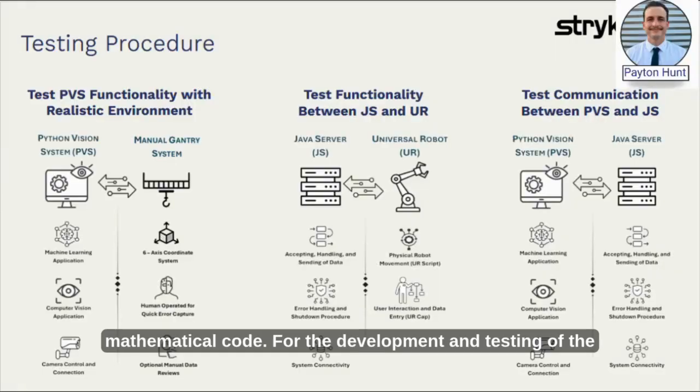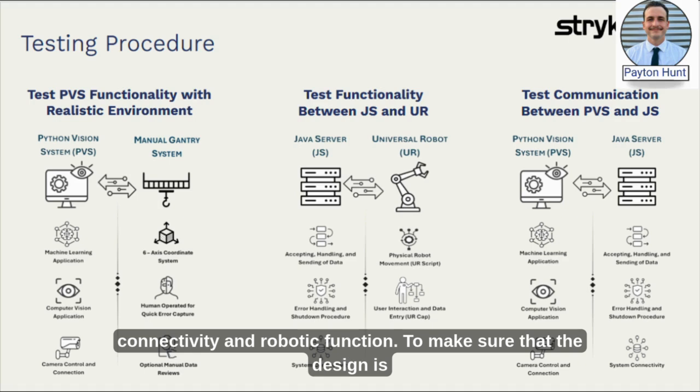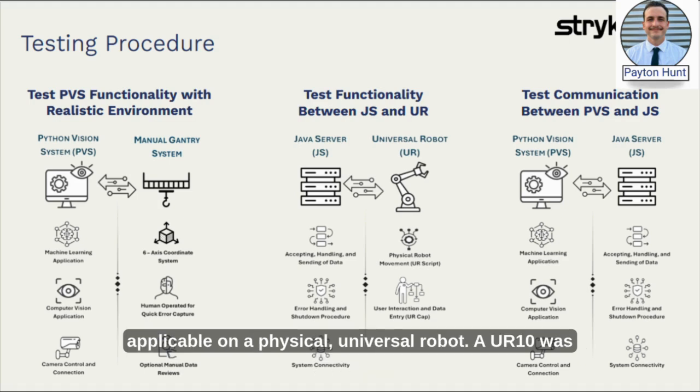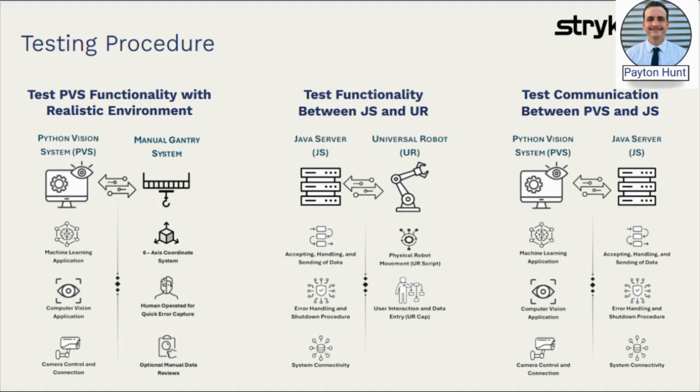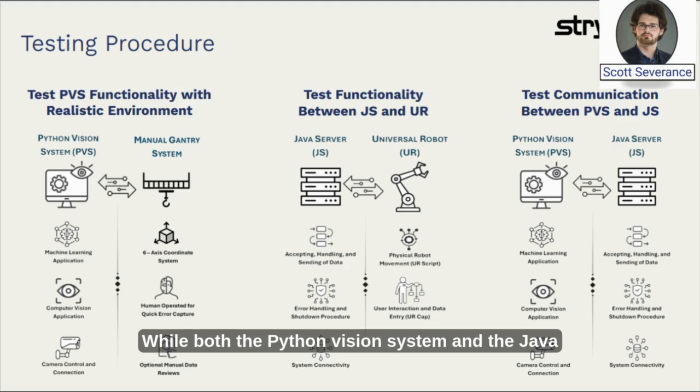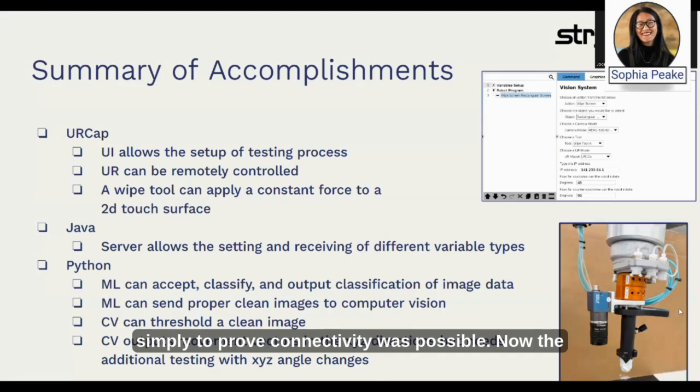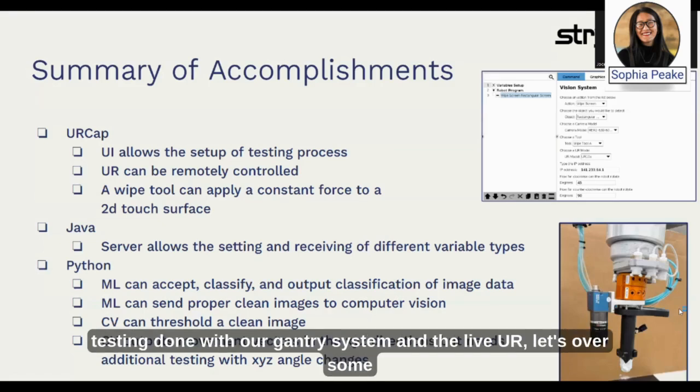For the development and testing of the Java server and URCAP, a simulated UR was used to test connectivity and robotic function. To make sure that the design is applicable on a physical universal robot, a UR10 was provided at Stryker's facility to test the communication, remote movements, as well as performing the specified wiping action. While both the Python vision system and the Java server are tested using the sponsor's UR, this was simply to prove connectivity was possible.